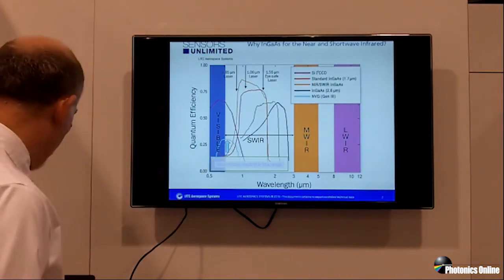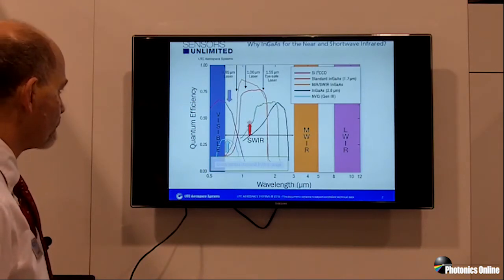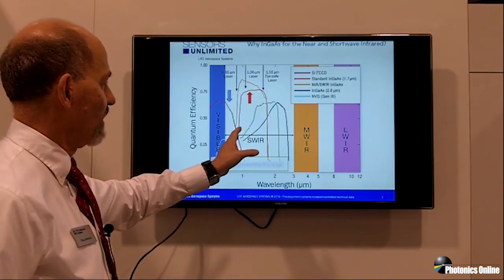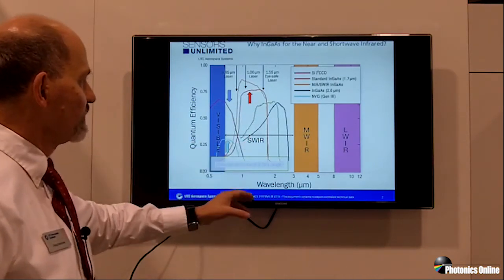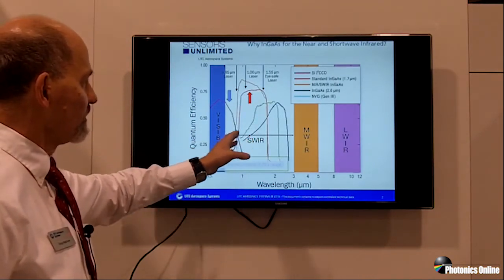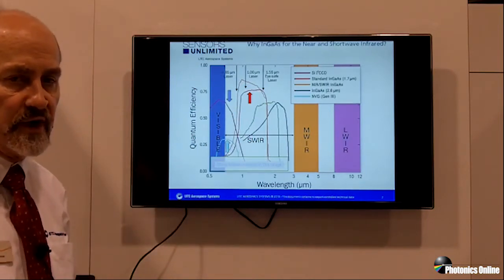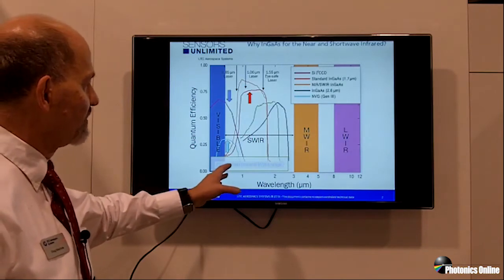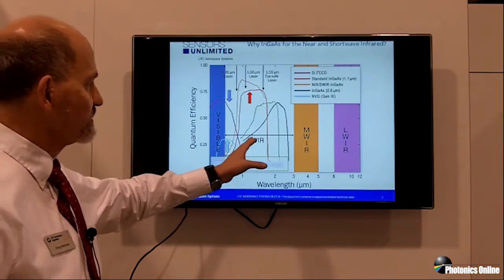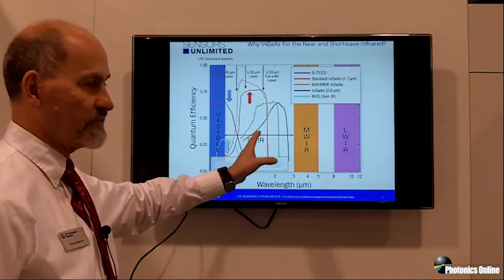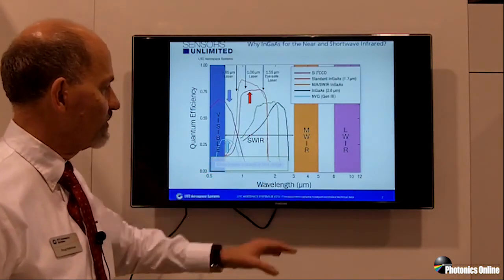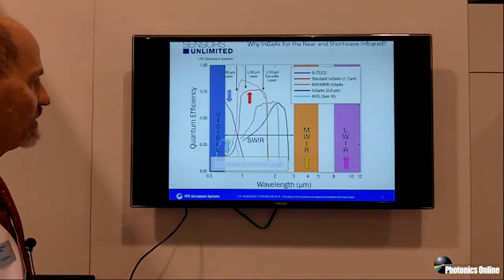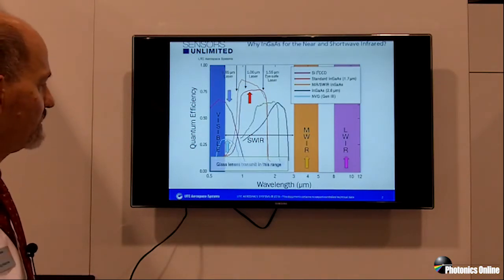Then we start with the InGaAs formulas. Our main formula is this red curve. The gold curve is what we call Viz InGaAs. It gives us some response out to 500 nanometers. So a couple different solutions. These are extended InGaAs for longer wavelengths, and then we have the midwave and the long wave. So that gets you oriented.